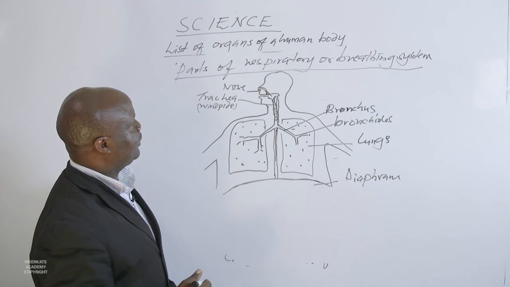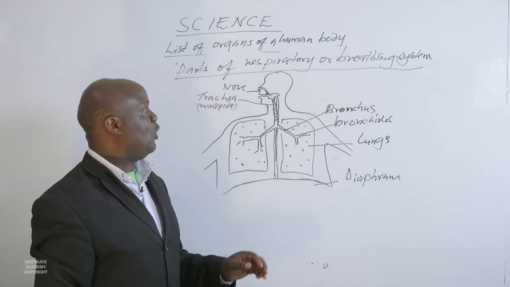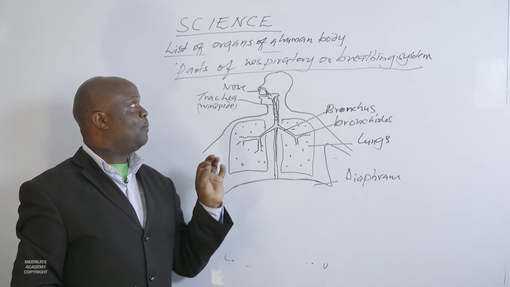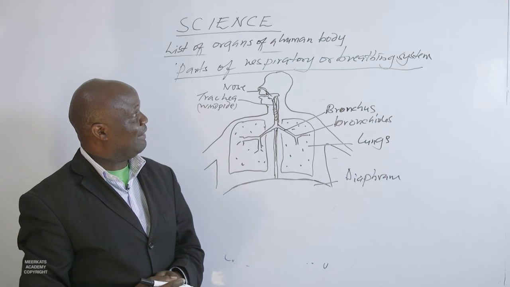So we have the bronchioles. Yes, those are the bronchioles. So this is just an example of what a respiratory system looks like.